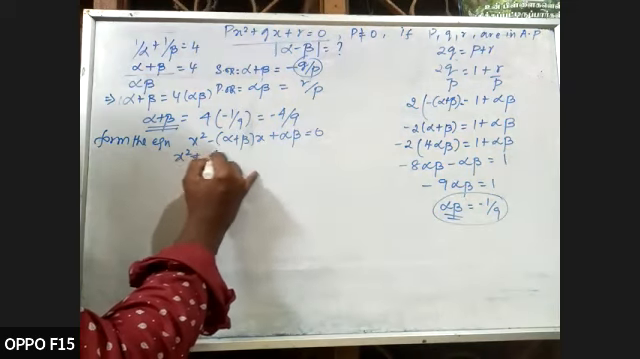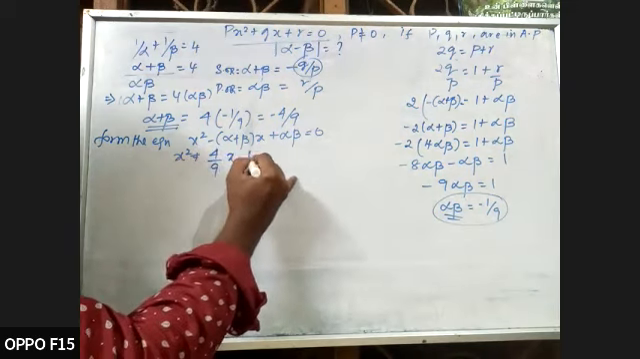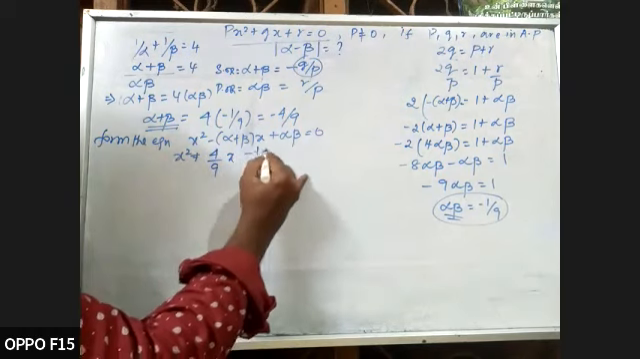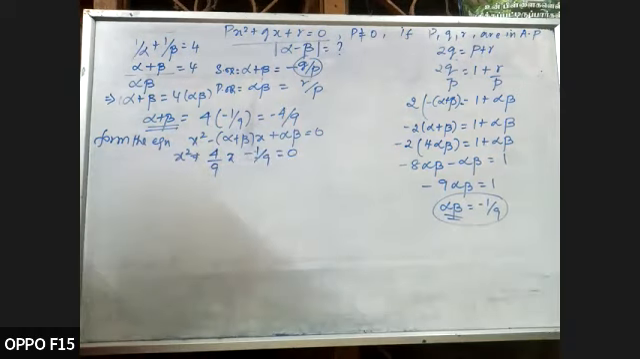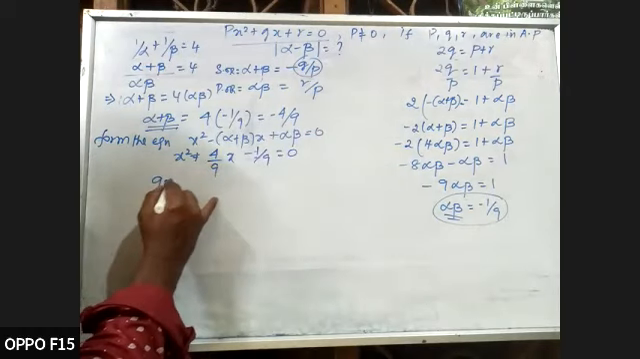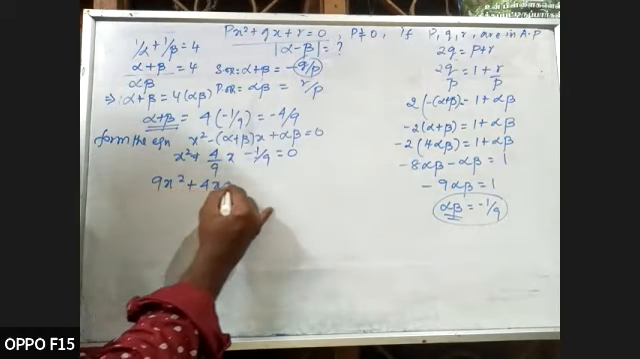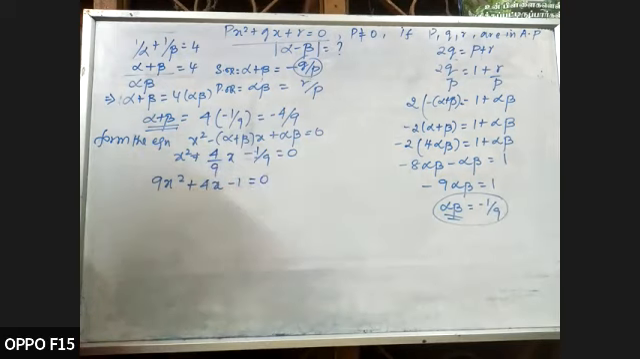Therefore, x squared plus 4 by 9 into x plus alpha beta, that is minus 1 by 9, equal to 0. Now you take the LCM: 9x square plus 4x minus 1 equal to 0. The equation becomes 9x square plus 4x minus 1 equal to 0.